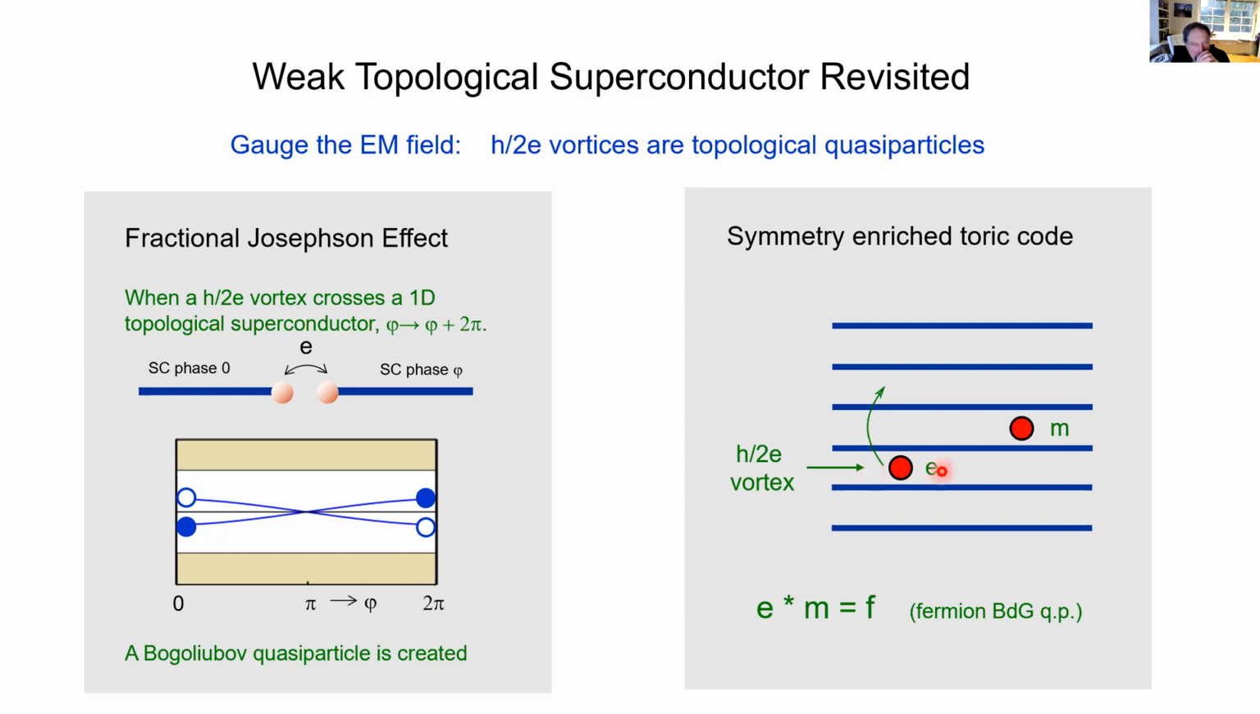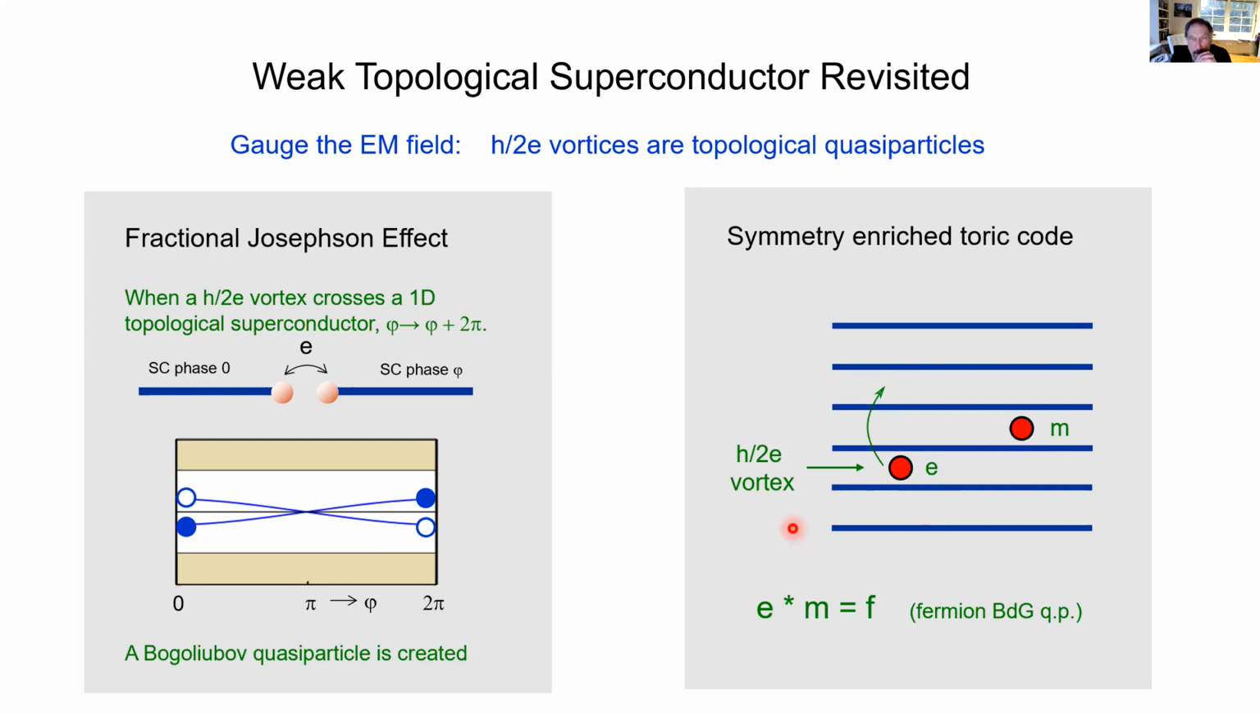And so it's exactly the same situation, where there are going to be 2 kinds of vortices: the vortices on the even links and the vortices on the odd links. And they are going to be the E and the M particles of a symmetry enriched toric code. So it's the same sort of thing that happens there. And I see I'm running out of time.